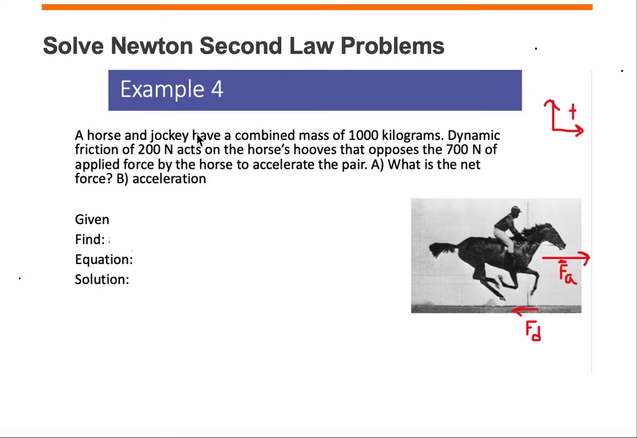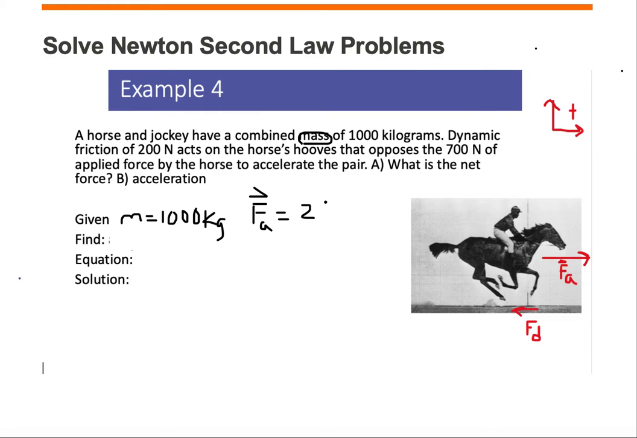We're given a horse and a jockey have a combined mass of 1,000 kilograms. So they're already telling us what the mass is. So we're given mass is equal to 1,000 kilograms. Dynamic friction of 200 newtons acts on the horse's hooves that opposes the 700 newtons of applied force by the horse to accelerate the pair. So we're given a force applied, and that is going in the positive direction.